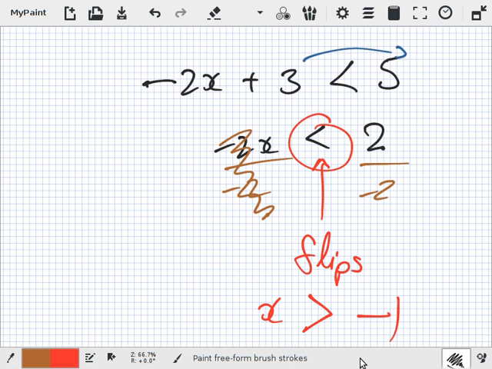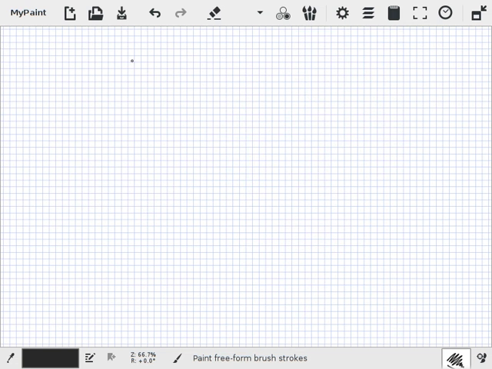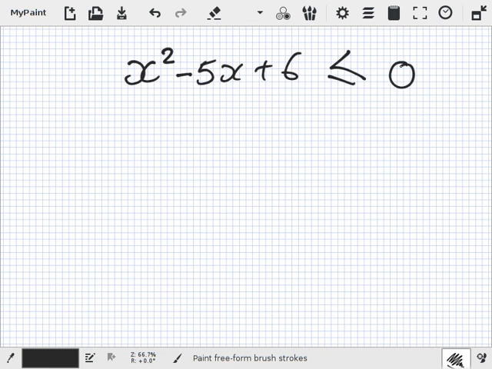The next one though is the quadratics. So let's say I have something like this: x squared minus 5x plus 6 less than or equal to 0. What do we do here? Does anybody know the steps?